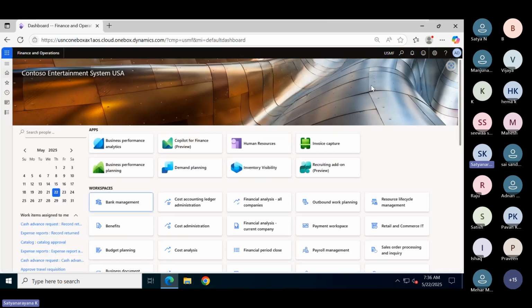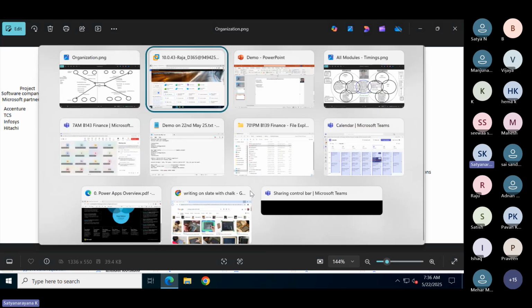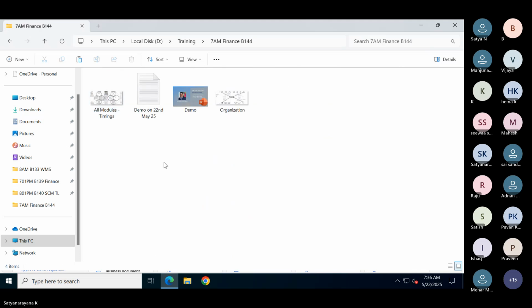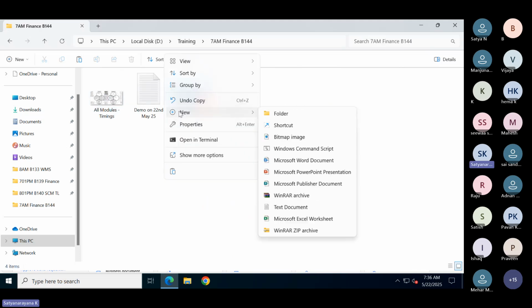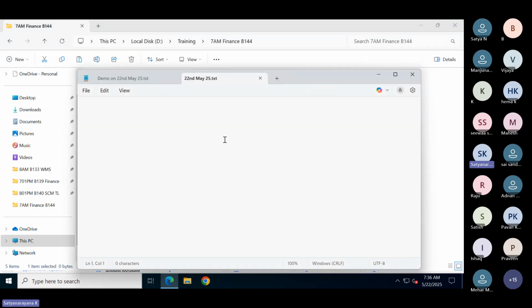You are working for this client. What will they do? They will purchase the material. They will sell the material. So now, vendor invoices can be done. Vendor invoices can be executed in different ways. First one is vendor invoice journal.